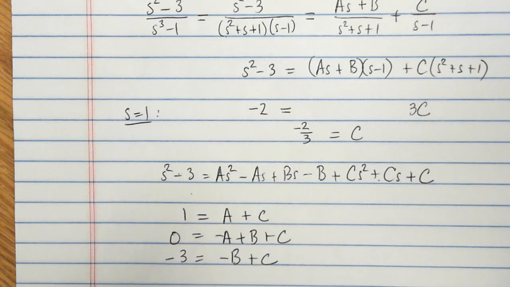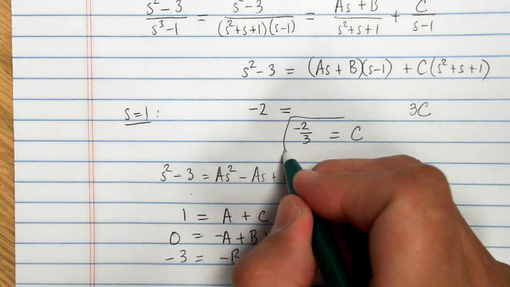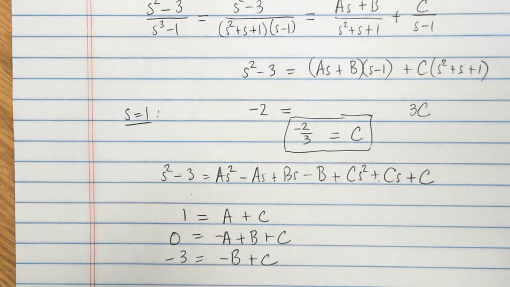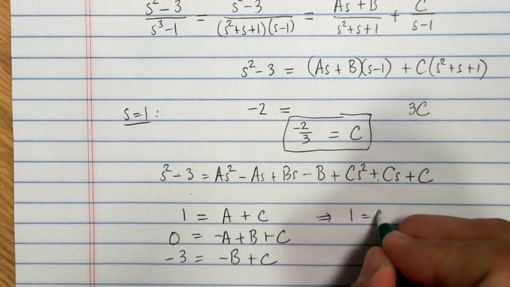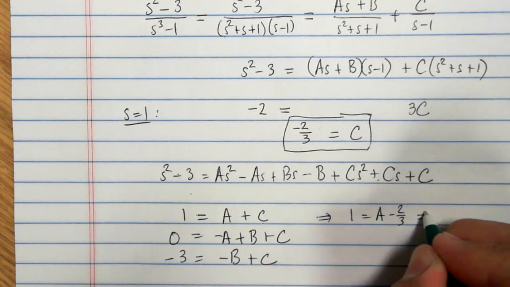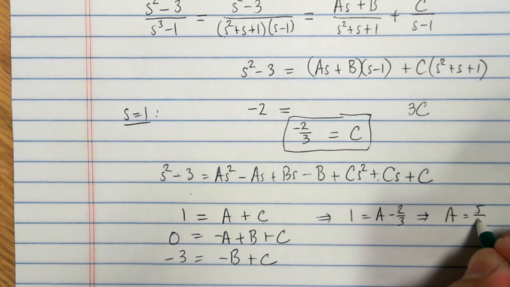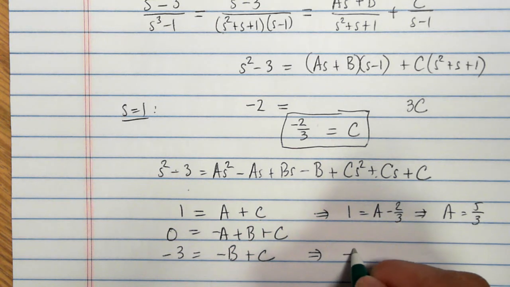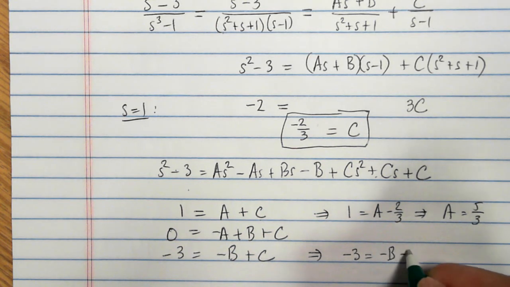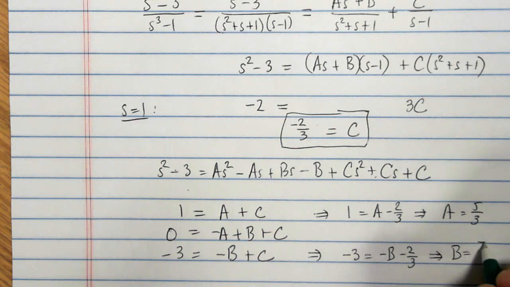Now that looks like a system of three equations and three unknowns, and that's because it is. But the good news is that I've already solved for c, and so the work that I have to do is going to be a whole lot less. C is equal to negative 2/3, so that means that 1 is equal to a minus 2/3, and therefore a is equal to 5/3. Using the bottom equation, we get that negative 3 is equal to negative b minus 2/3. And so solving for b, we get b is equal to 7/3.